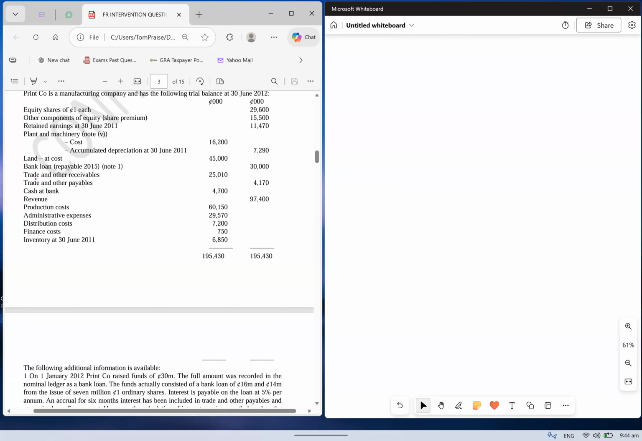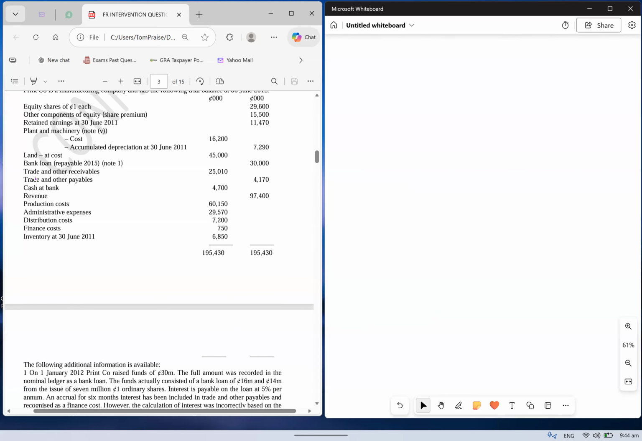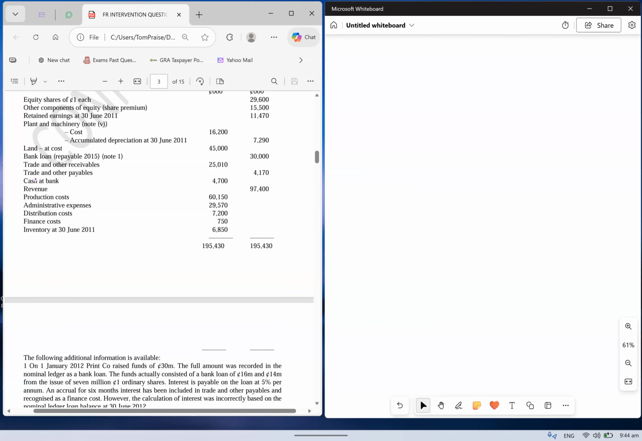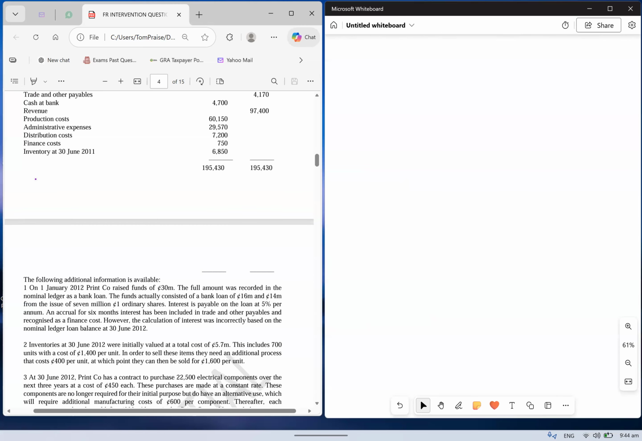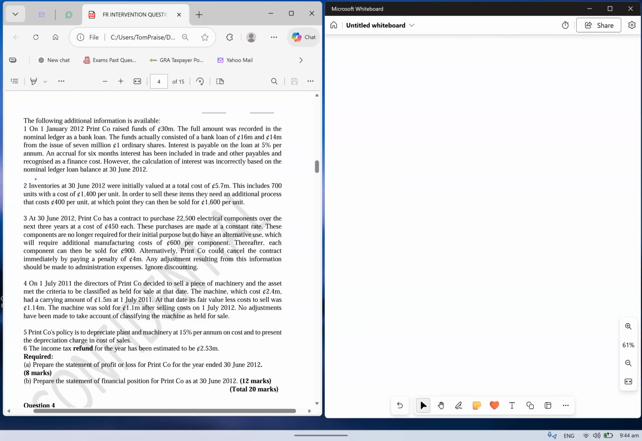Cost of sales. Which one do you think is your cost of sales? The production cost. That is it. That's a good spot. All right. So from here, the others should be straightforward.